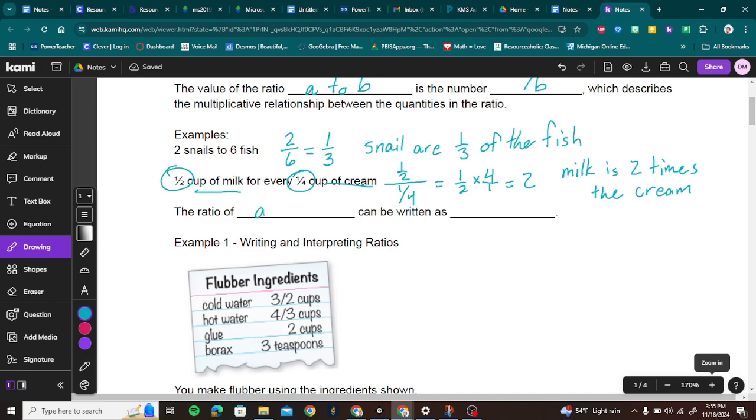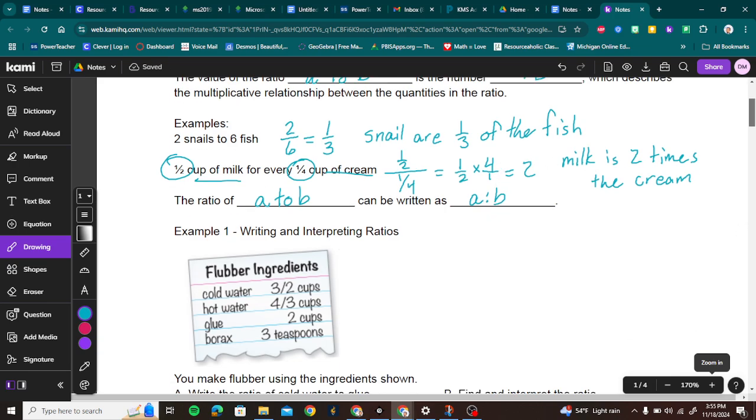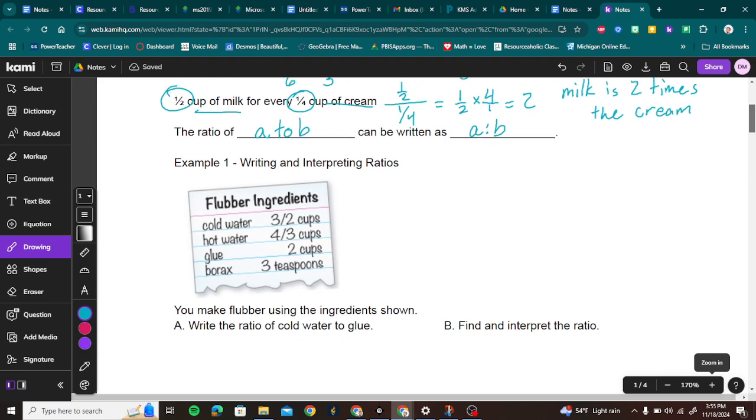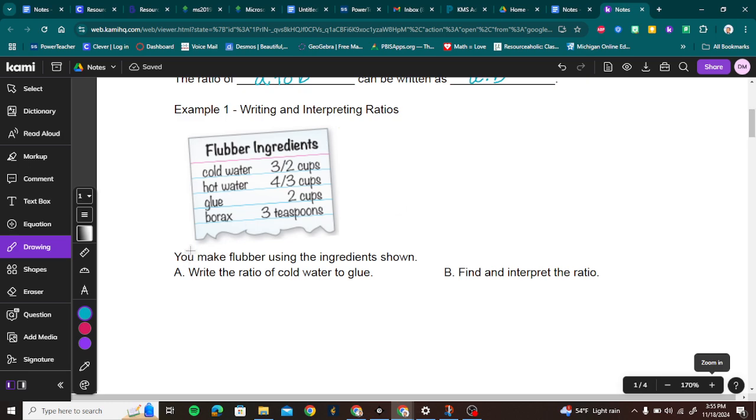So the ratio of A to B can also be written as A colon B. That's one of those things that we sometimes use as well. So to see this in practice, we're going to take a look at a problem. Here we have the ingredients for flubber, and we want to write the ratio of cold water to glue. So we'll take the cold water, which is 3/2, and write that as a fraction over the glue, which is 2.